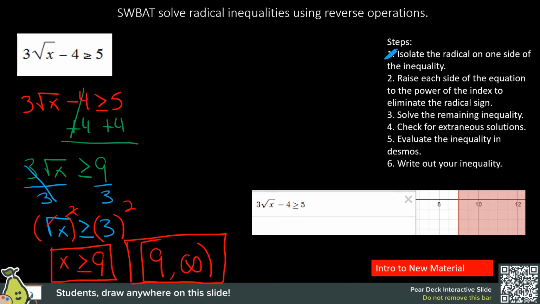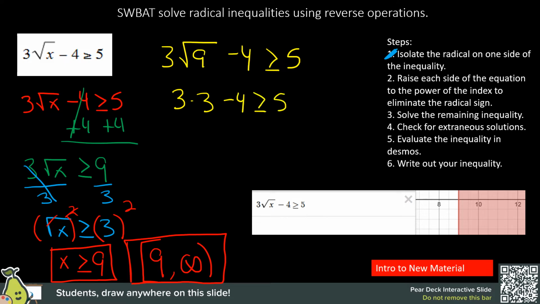And to check our work, we can take 9 to see if it stays true to this inequality here. We could say 3 square root of 9 minus 4 is greater than or equal to 5. 3 times the square root of 9 is 3, minus 4 is greater than or equal to 5. 3 times 3 is 9, minus 4 is greater than or equal to 5. 9 minus 4 is 5, is greater than or equal to 5. It is equal to 5, so this is true.